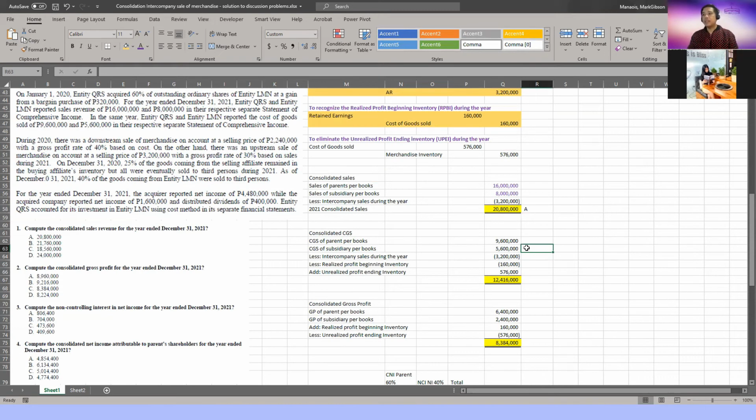Okay. Next, consolidated gross profit. Of course, we cannot compute the consolidated gross profit without looking into the consolidated cost of goods sold first. So again, this is our template: cost of goods sold of parent per books plus cost of goods sold of subsidiary per books, less intercompany sales during the year, less realized profit in beginning inventory, add unrealized profit in ending inventory. This is 2021. This is the confusing part because we are talking about 2 years, so we have to be very careful.